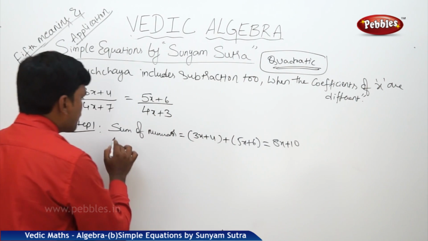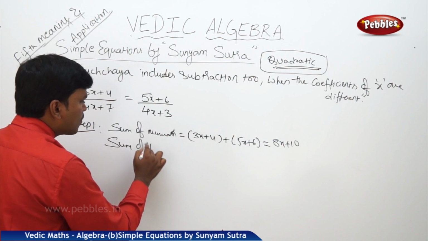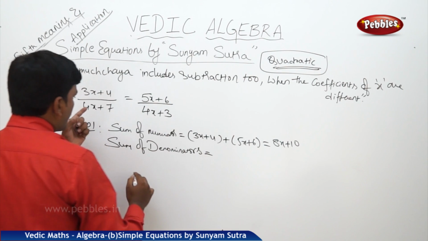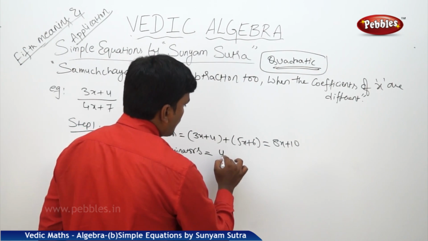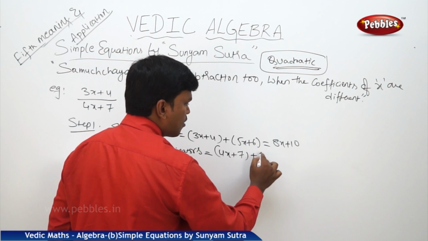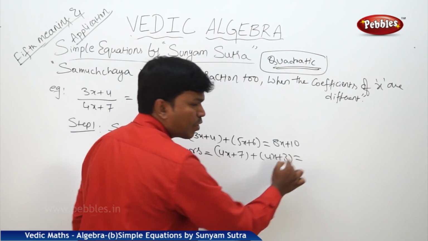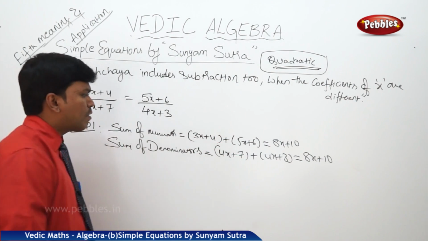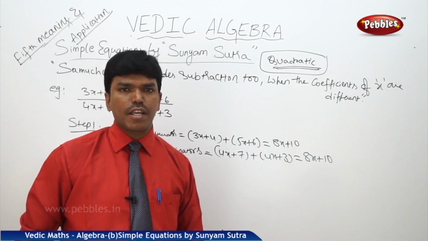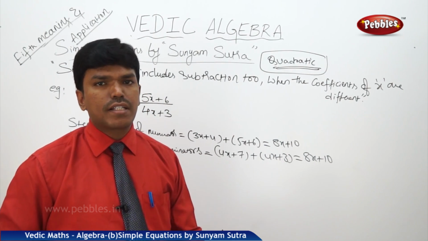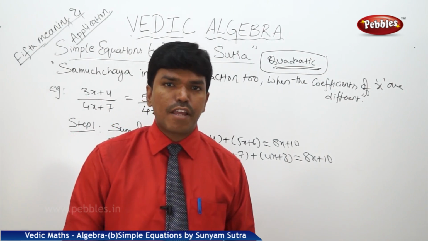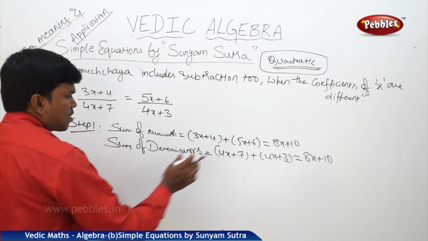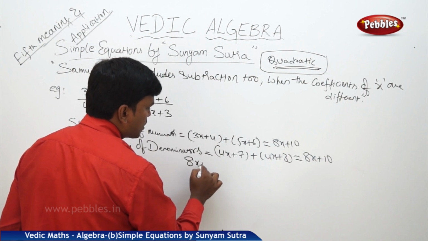Now what about the sum of denominators? Sum of denominators equal to 4x plus 7 plus 4x plus 3. That equals how much? It is also 8x plus 10. If you observe, sum of numerators and sum of denominators are same. Whenever the sum of numerators as well as sum of denominators of the given equation are same, we will simply equate that sum to 0 to get the solution of x. So simply equate the sum, 8x plus 10 equal to 0.